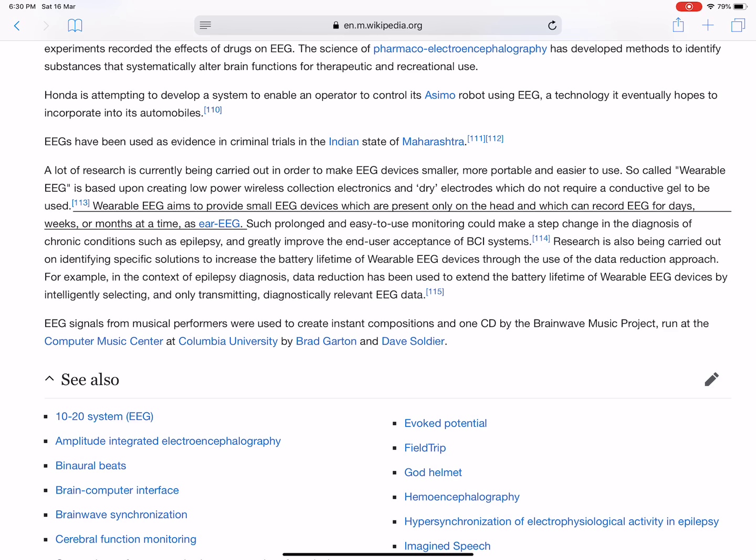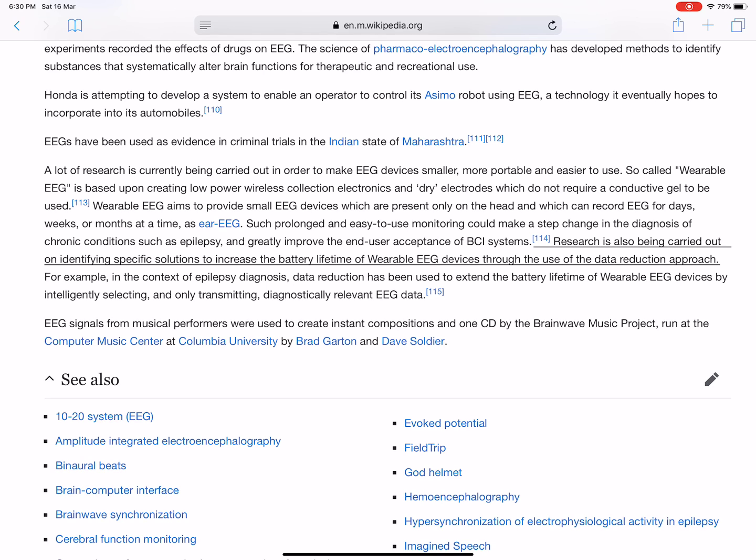Such prolonged and easy-to-use monitoring could make a step change in the diagnosis of chronic conditions such as epilepsy, and greatly improve the end-user acceptance of BCI systems. Research is also being carried out on identifying specific solutions to increase the battery lifetime of wearable EEG devices through the use of the data reduction approach.